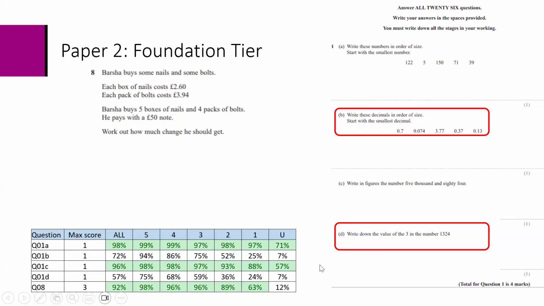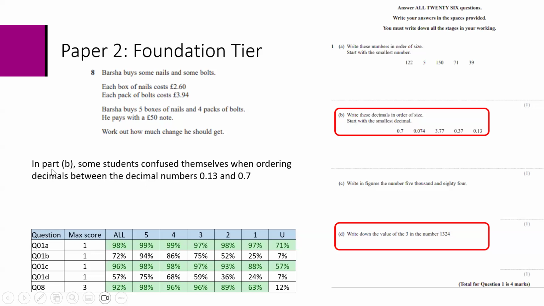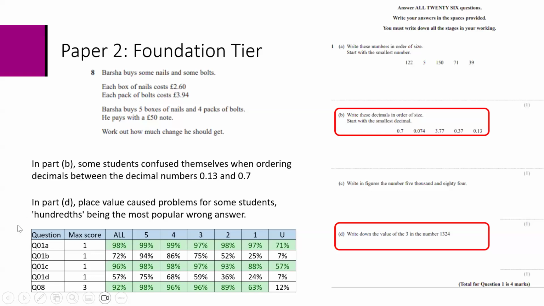I had to go back and check the statistics that students scored better on this complex question than they did on place value. And in part B, the examiner said some students confuse themselves when ordering decimals between the decimal numbers 0.13 and 0.17, which we understand. But in part D, place value caused problems for some students, hundredths being the most popular wrong answer. I think we just need to be setting students these first parts of the paper as homework, checking them in class, and just doing a very quick intervention with them.